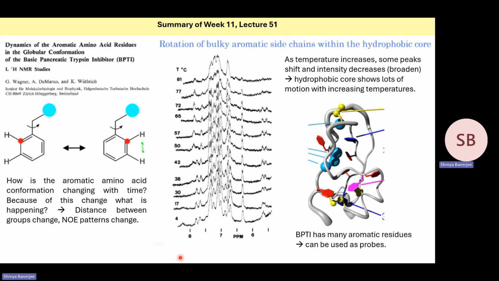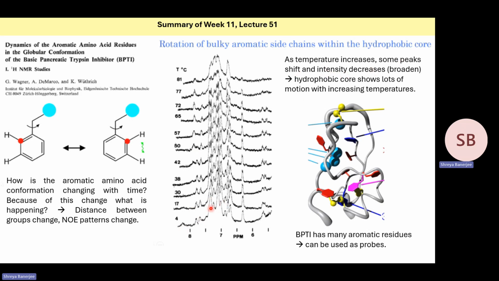Now, a temperature dependent study was done on the aromatic amino acids within the hydrophobic core of the protein. Aromatic amino acids, we know, are normally buried within the hydrophobic core because the aromatic residue is hydrophobic, so it does not want to be exposed to the solvent. The BPTI protein shown here has many aromatic residues, so you can use it as a probe for the whole protein. At low temperature, you have a certain peak for these aromatic residues, and as the temperature increases, some of the peaks are shifting.